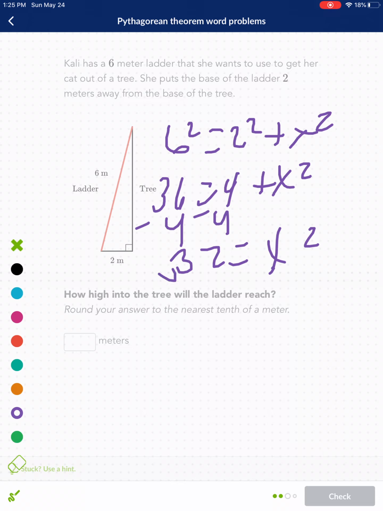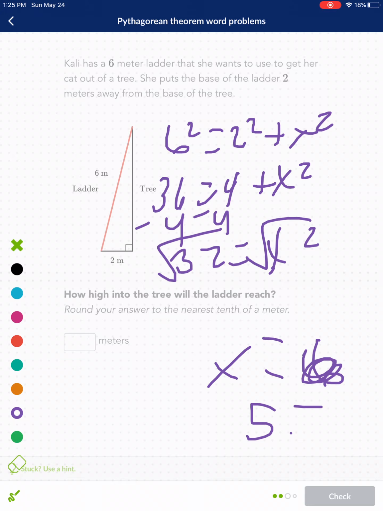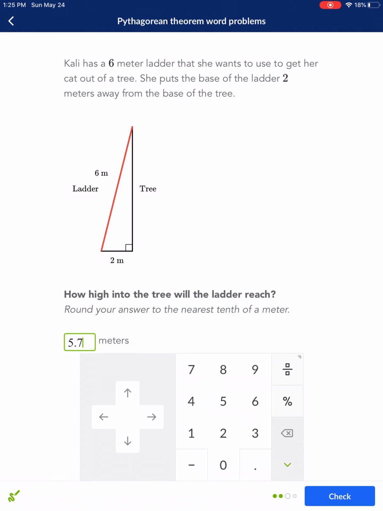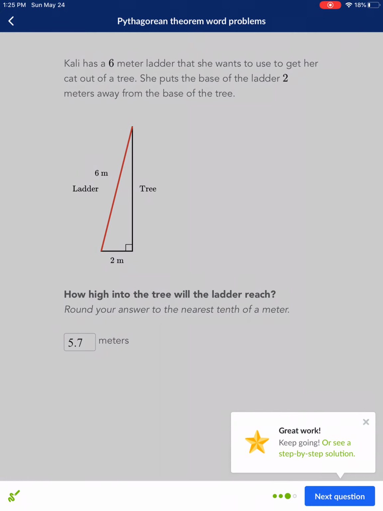Which gives me about 6. It's 5.65. It says round to the nearest tenth of a meter, so that would be 5.7. All right, I hope that helps.